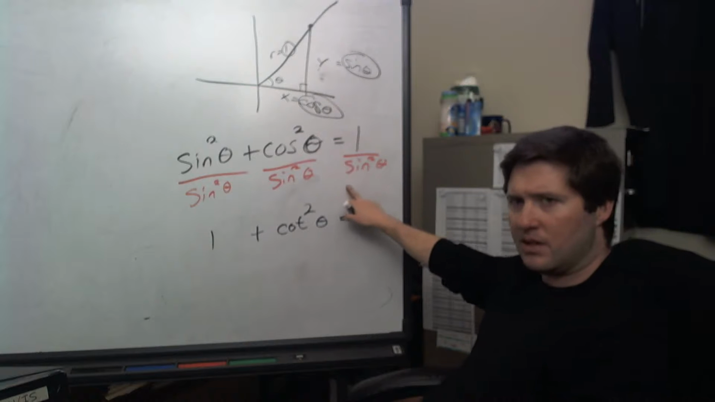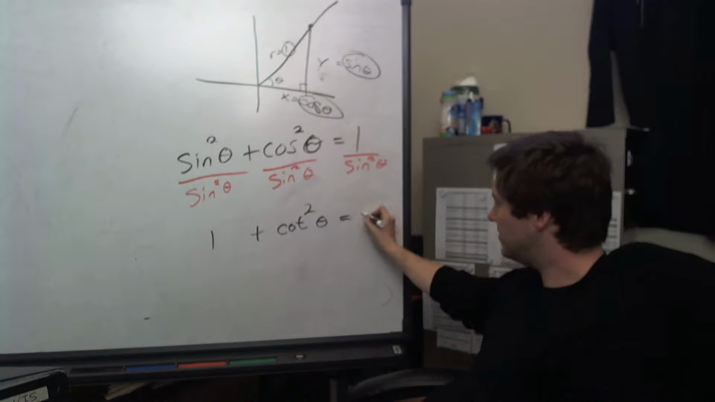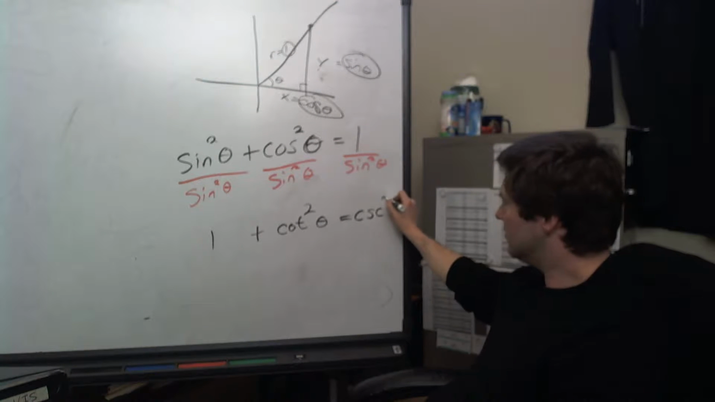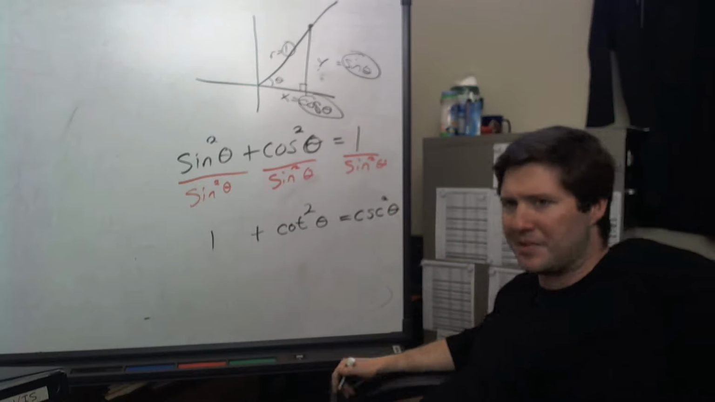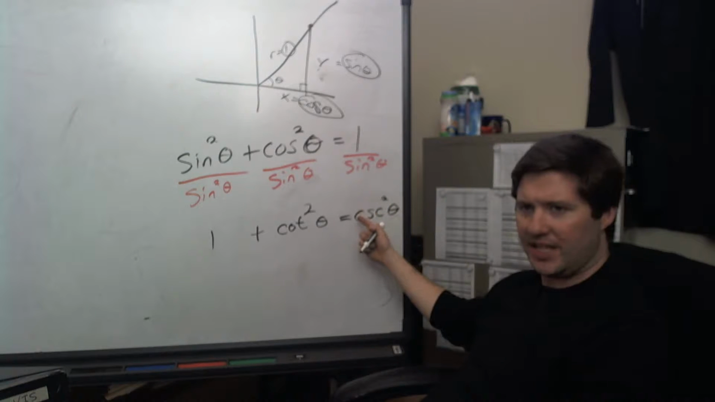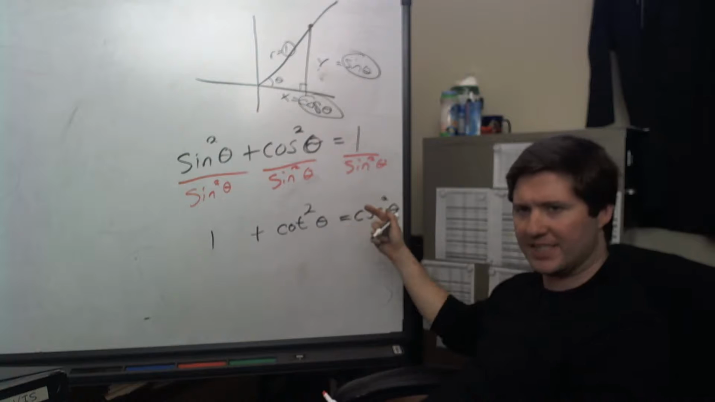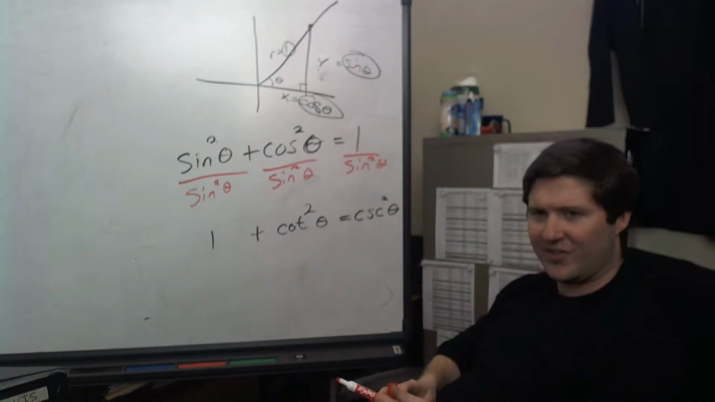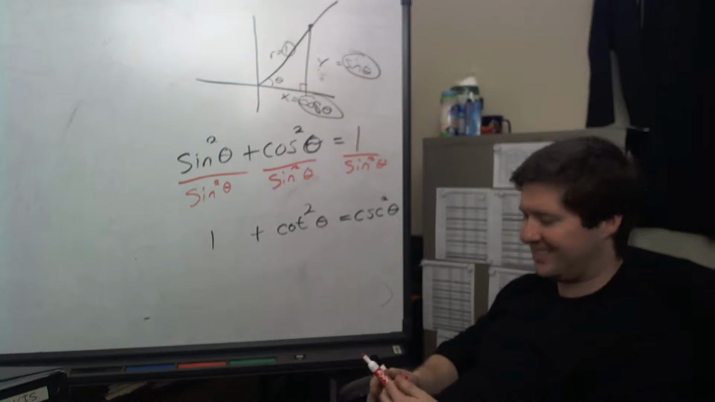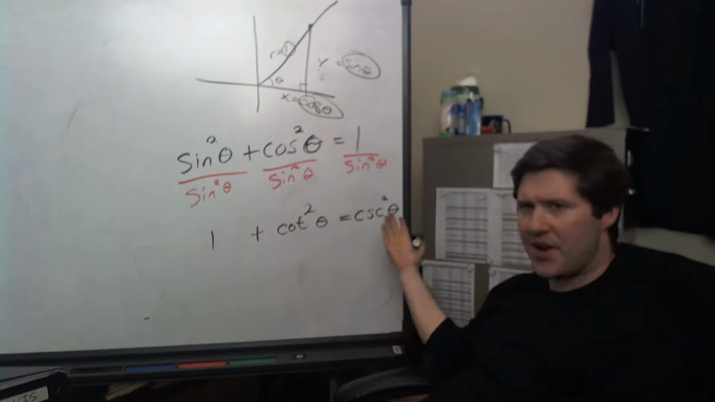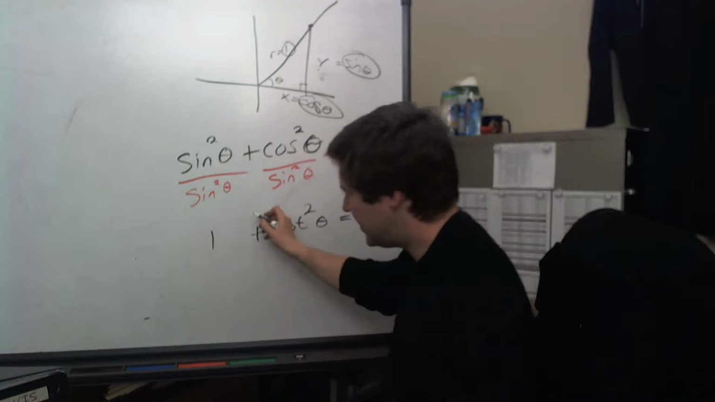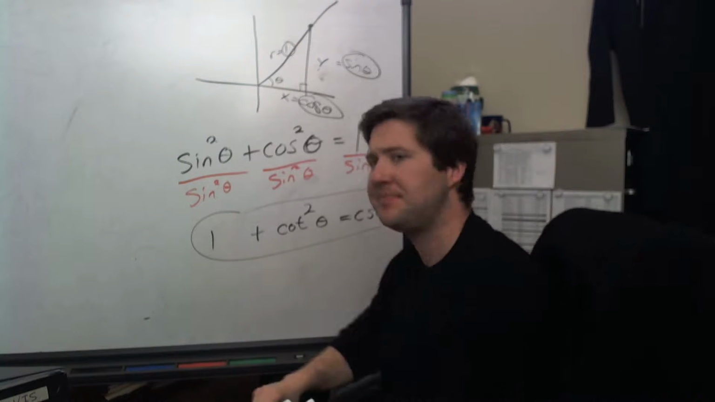What is the reciprocal? The reciprocal of sine is cosecant. Again, I can remember that because sine and cosecant have the different letters there, S and C. So don't get confused and write cosine. And there's our next identity. Again, this is still called the Pythagorean identity.